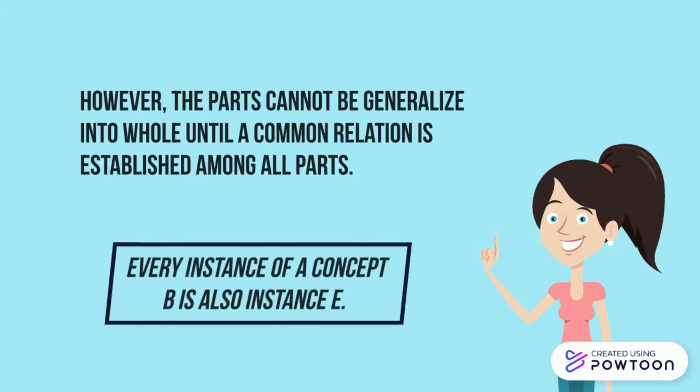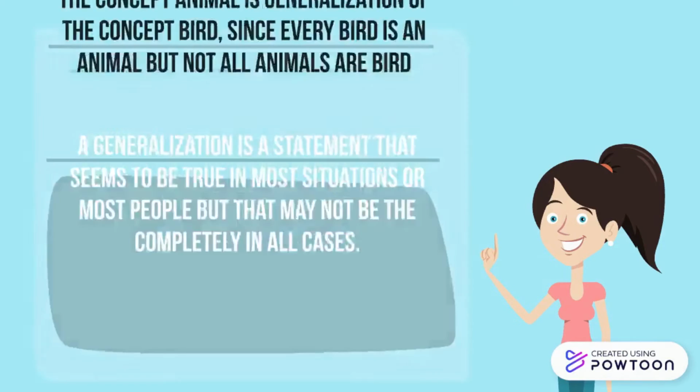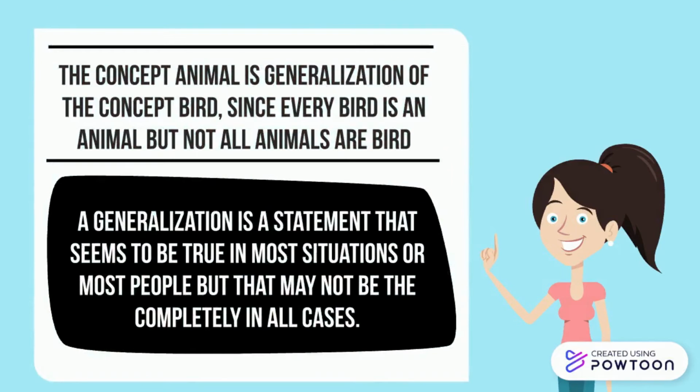However, the parts cannot be generalized into a whole until a common relation is established among all parts. So, every instance of a concept B is also an instance of A. For example, the concept animal is a generalization of the concept bird, since every bird is an animal, but not all animals are birds. Naintindihan niyo?